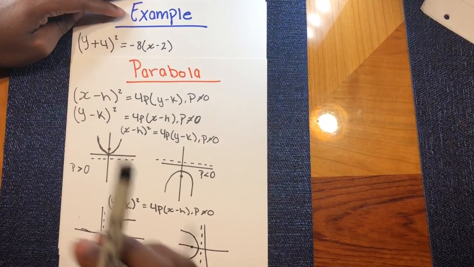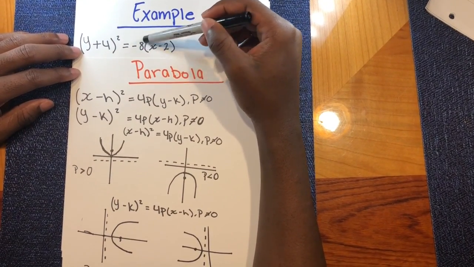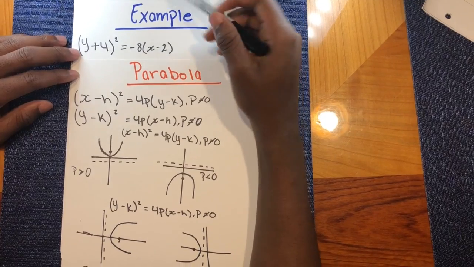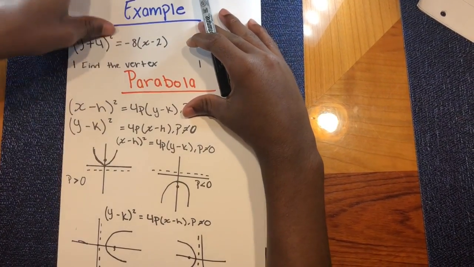Let's try our first example here. We have (y + 4)^2 = -8(x - 2). Right? So the first step we want to do is find the vertex.